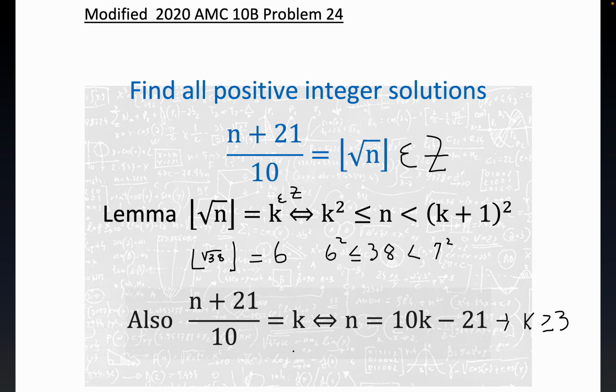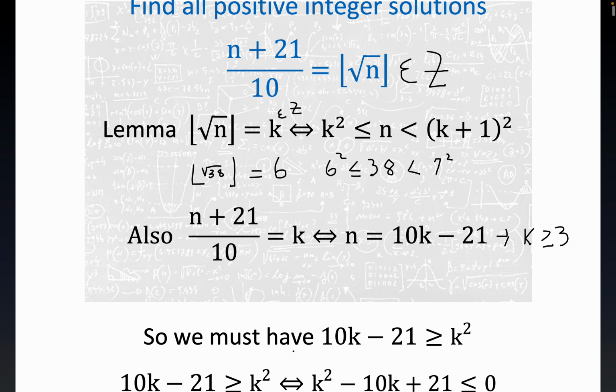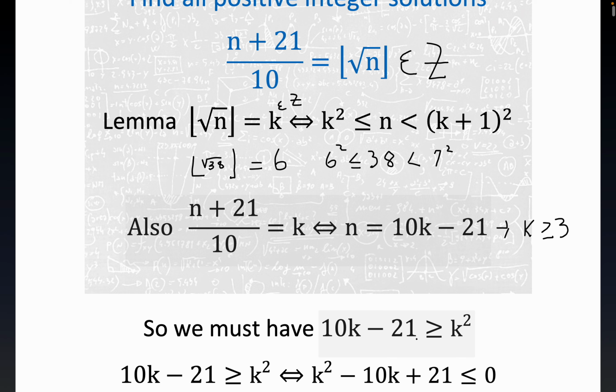Okay. Now, let's move along. We also have to have this condition prevailing. And this is simply a direct consequence of this part of the lemma, that the floor of root x equals k if and only if x is greater than or equal to k squared. That's exactly what I've put right here. You see, n is 10k minus 21, and so this is the same thing as saying n is greater than or equal to k squared, and that comes from right here.